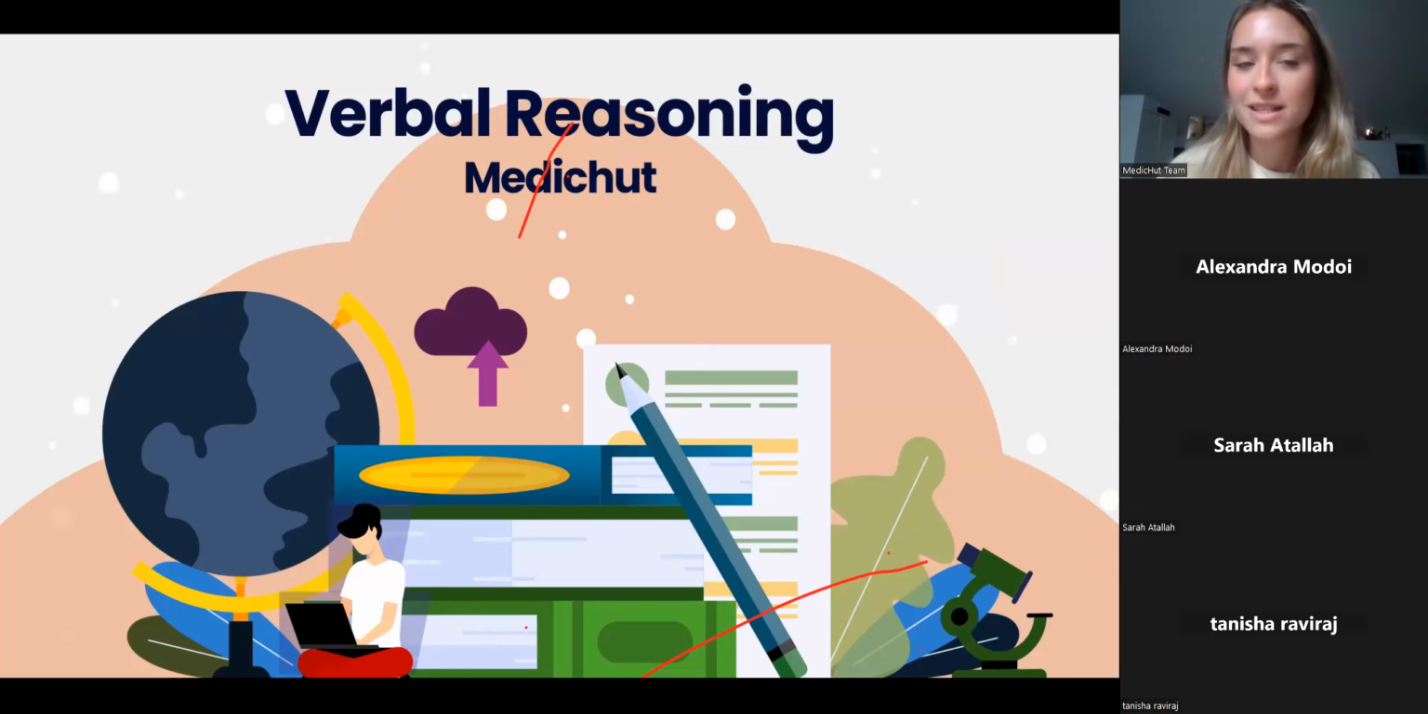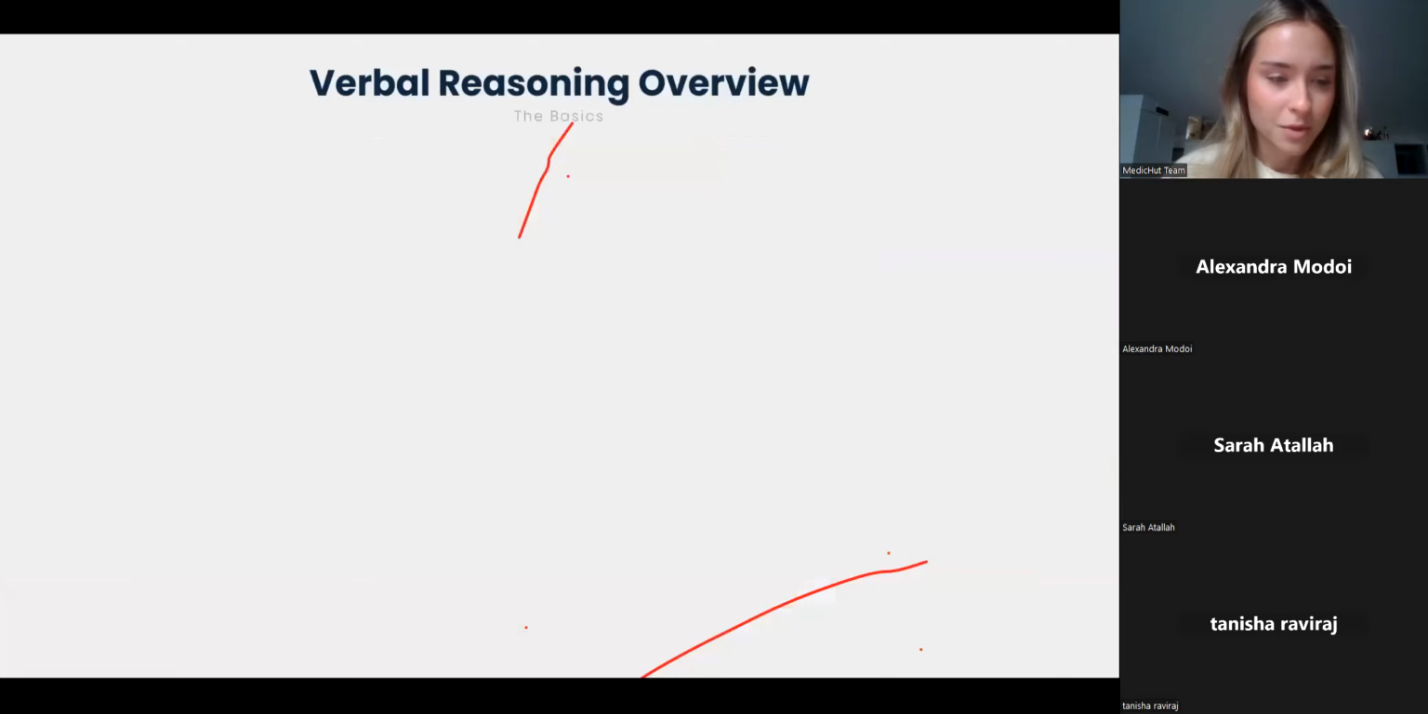So the verbal reasoning will be the first section that you get presented with in your UCAT exam. The UCAT exam is made up of 5 sections. The first one is always going to be verbal reasoning. Then you'll get decision making, quantitative reasoning, abstract reasoning, and then situational judgment. It's always going to be the same order that they're presented to you in your exam.